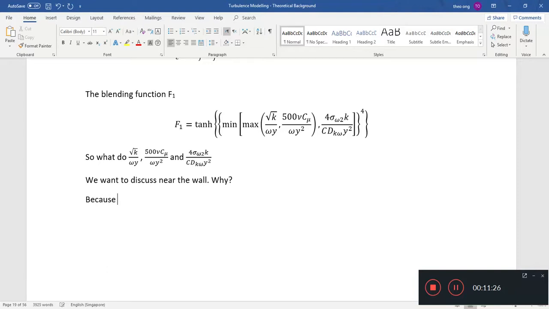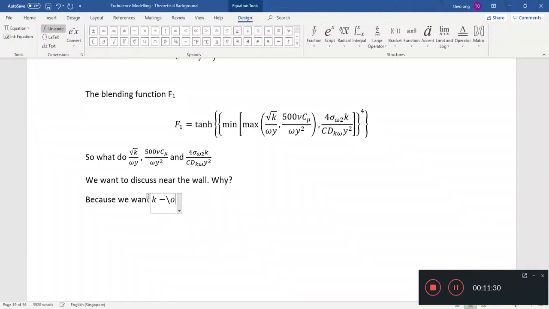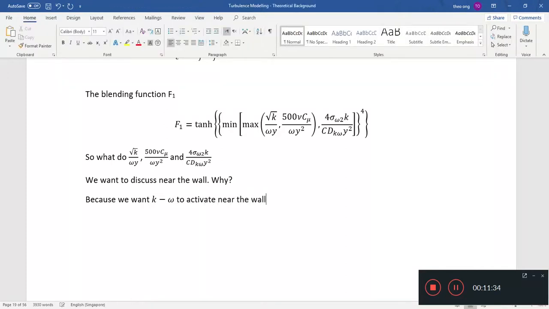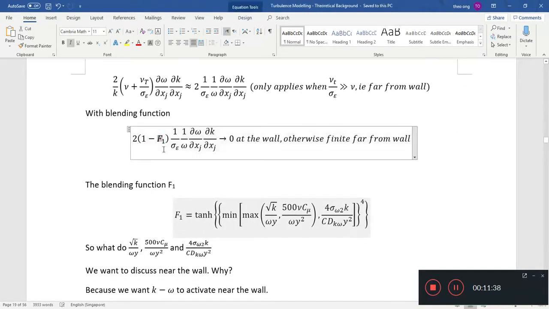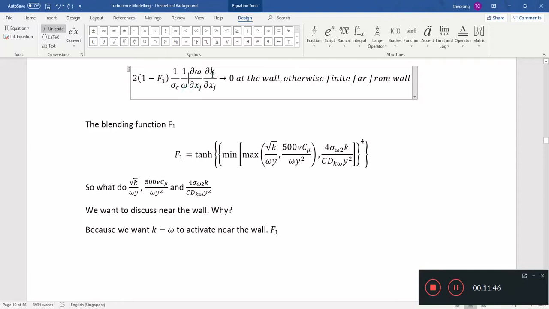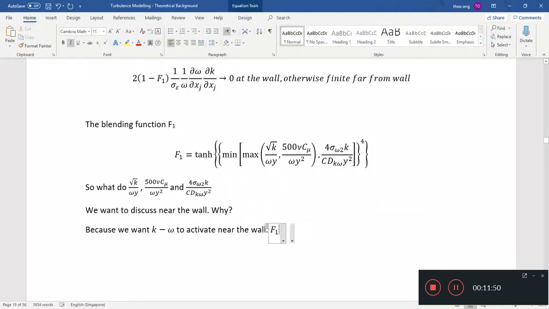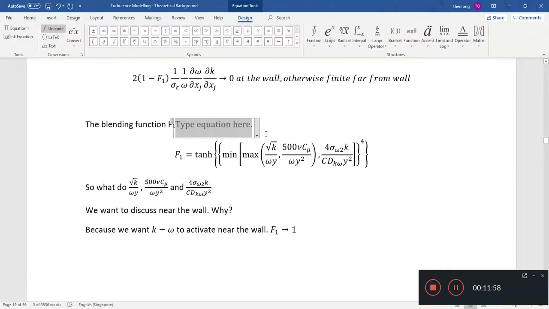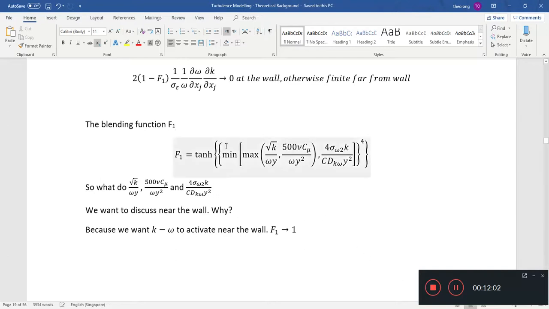Because we want k omega to activate near the wall. And for k omega to activate near the wall, f1 should tend towards 1. Why does f1 tend towards 1? When f1 tends towards 1, this extra term that is derived from the k epsilon model will disappear. So f1 should tend towards 1. f1 is the degree to which the k omega model activates. So we want f1 to go near 1 at the wall.